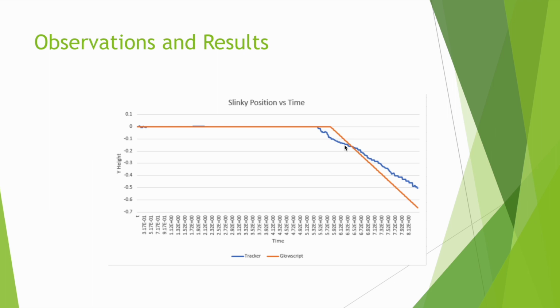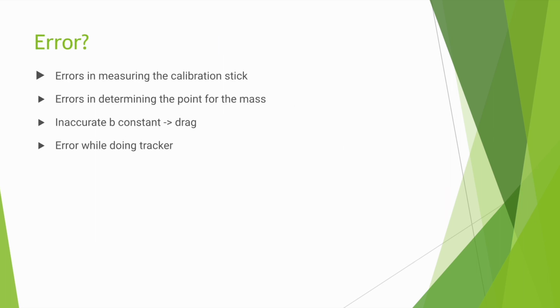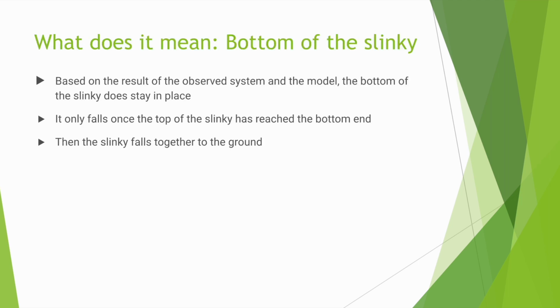There's a tension force acting up and a gravity force acting down until the top of the slinky reaches the bottom of the slinky. Then it's all one object, or one mass, and there are no opposing forces besides gravity and drag; there's no tension really. The error could have come from measuring the calibration stick, so it might not be exactly 4 feet. There could be an error in determining the point of mass, an accurate b constant for drag, or an error while doing Tracker.